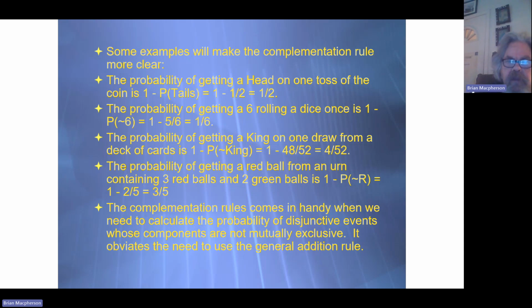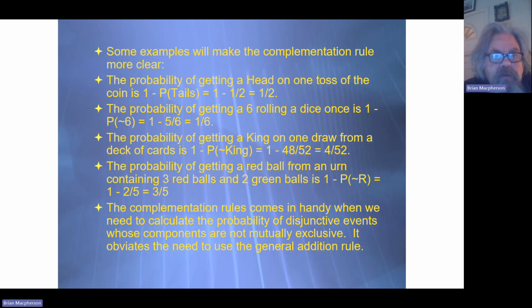The probability of getting a 6 rolling a die once is 1 minus the probability of getting no 6s, which is 1 minus 5 over 6 equals 1 over 6. And as you know, that is the probability of getting a 6 rolling a die once.